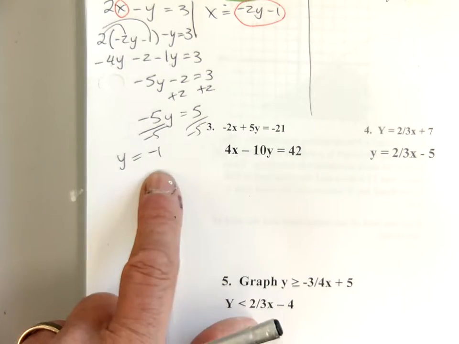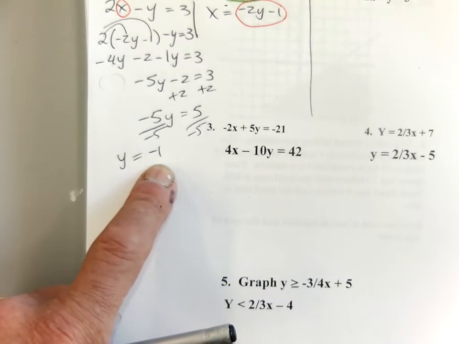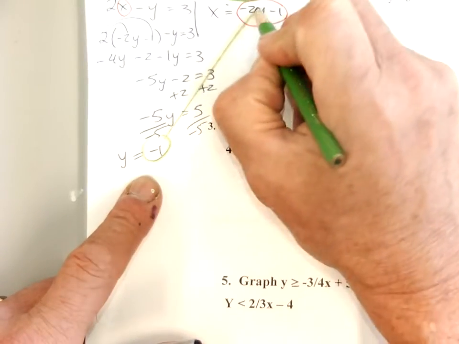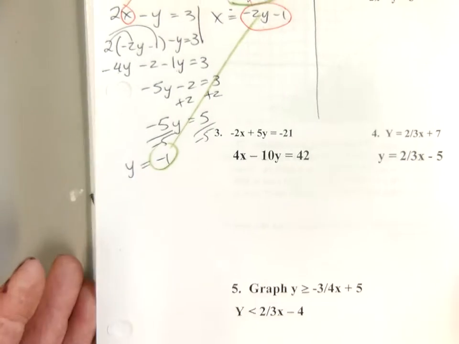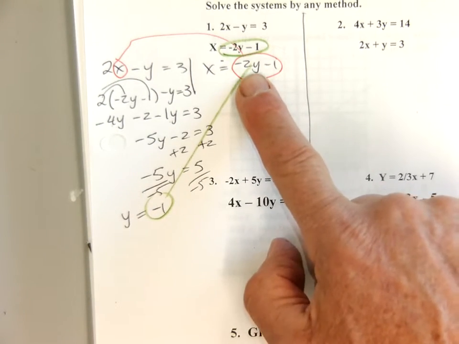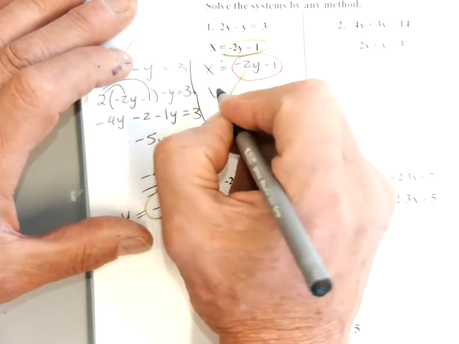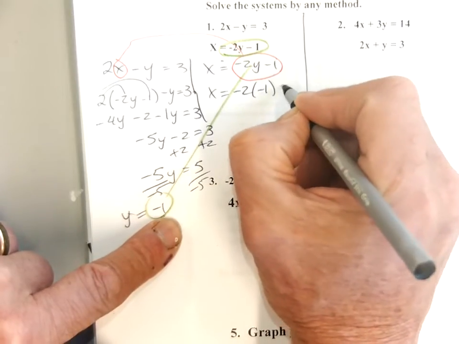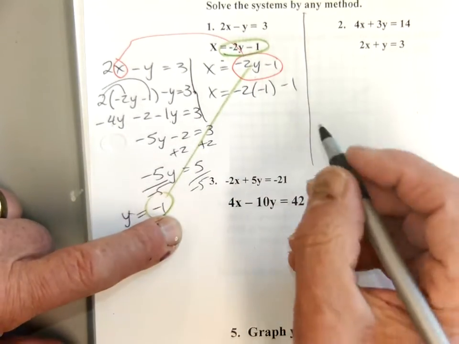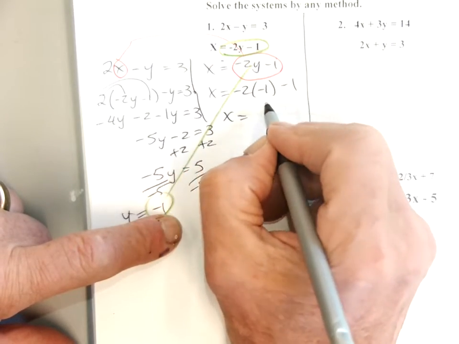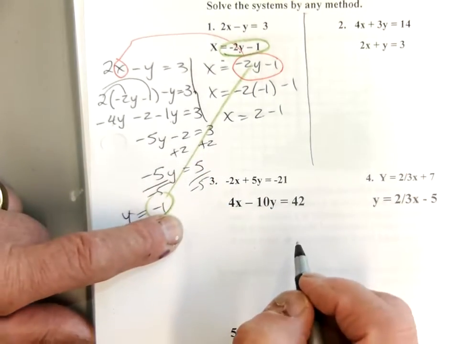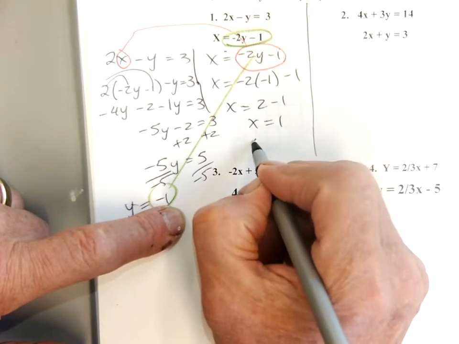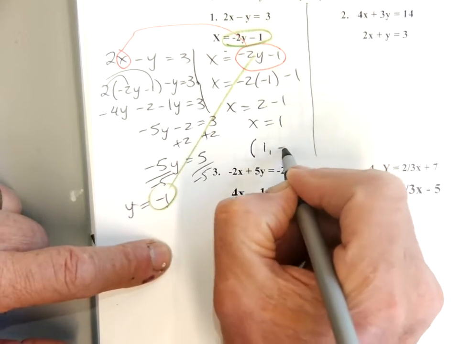Now, to get the x value, let's take this negative 1. I'm going to put negative 1 in for y. Instead of writing y, let's replace y. Let's replace y with negative 1. Okay, so x is equal to negative 2, and I'm going to replace y with what y is equal to, negative 1, minus 1. And I'll simplify. Negative 2 times negative 1 is a positive 2. 2 minus 1 is 1. So my answer is a point. So my point is going to be the point (x, y) = (1, negative 1).